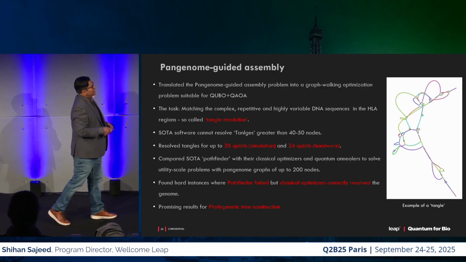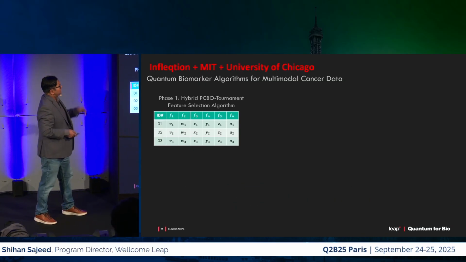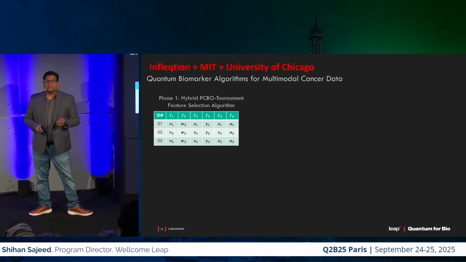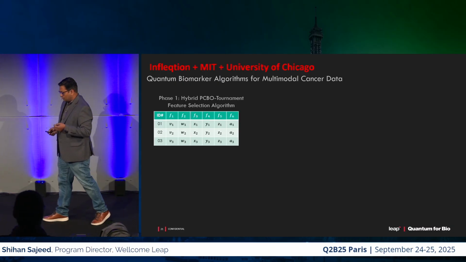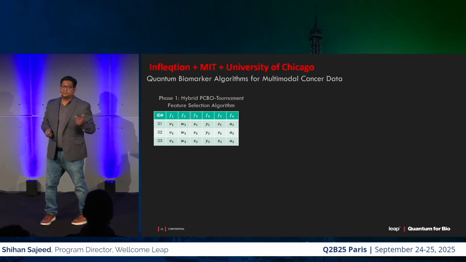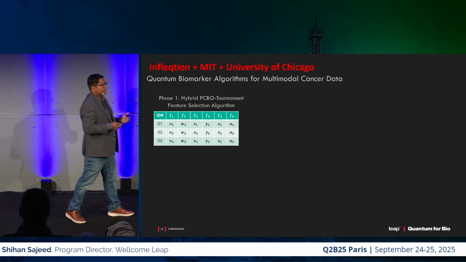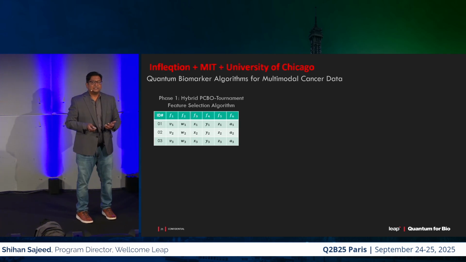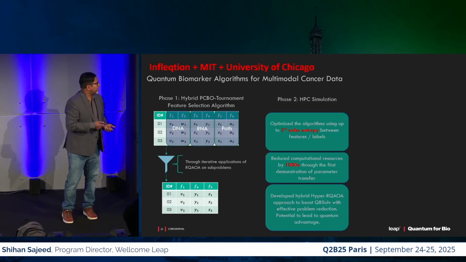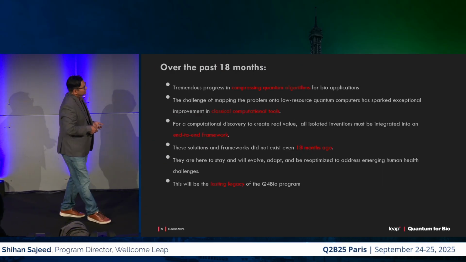Because of time, I have to skip these parts. This is another team, Inflection, MIT, and the University of Chicago. They are trying to develop a quantum biomarker algorithm that will help us bypass some complexity that classical algorithms cannot handle. But let me skip this one.